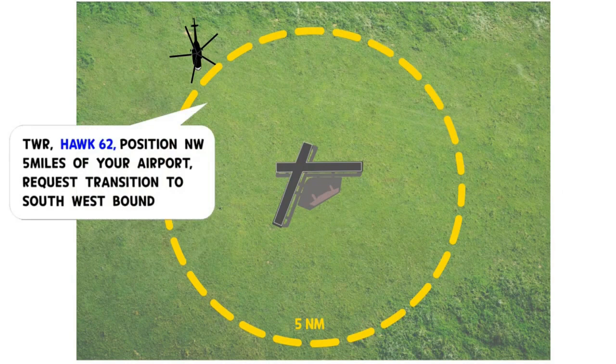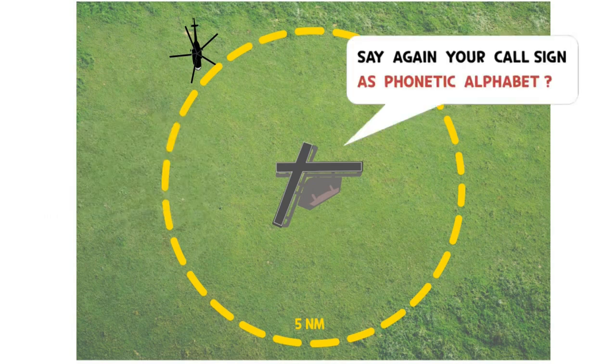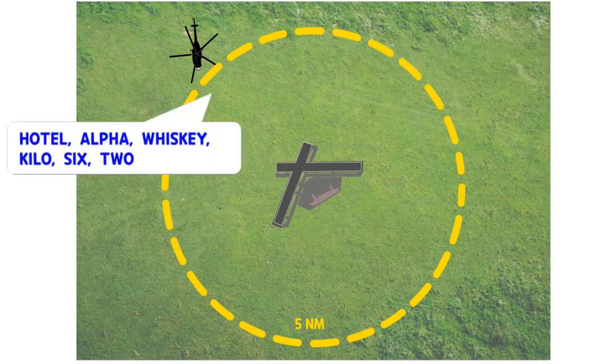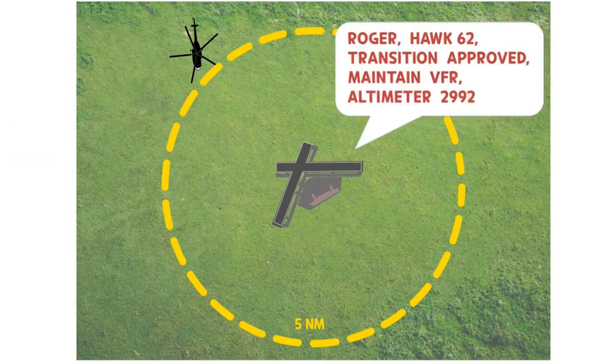Tower, Hawk 62, position northwest 5 miles of your airport, request transition to southwest bound. Say again your call sign in phonetic alphabet. Hotel Alpha Whiskey Kilo 62. Roger Hawk 62, transition approved, maintain VFR, altimeter 29992.